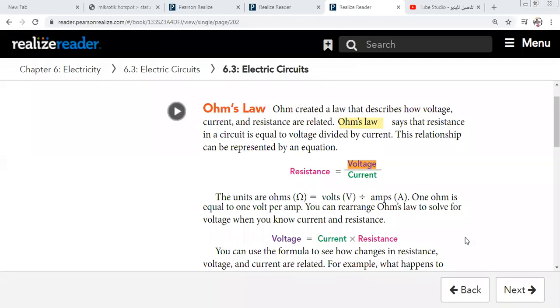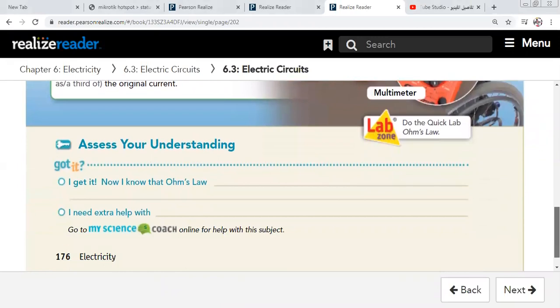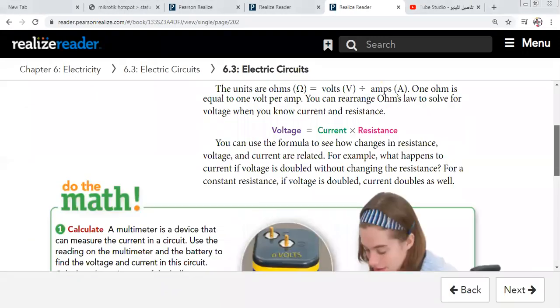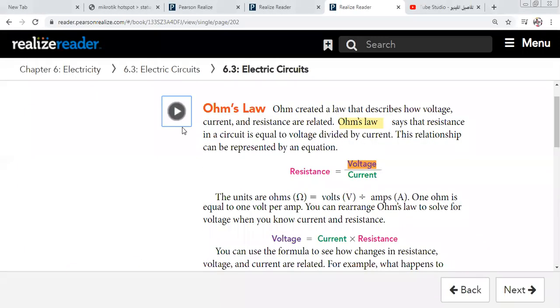Inshallah, today we will talk about Ohm's law. Please open your book on page 176. Ohm's law. Ohm created a law that describes how voltage, current, and resistance are related.